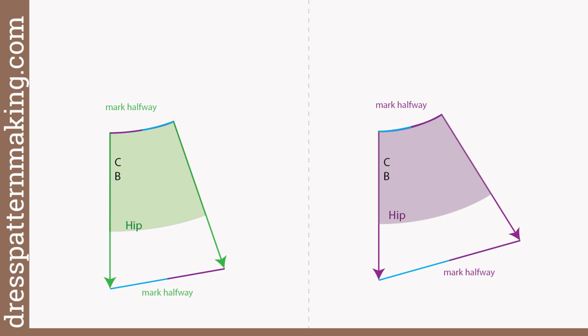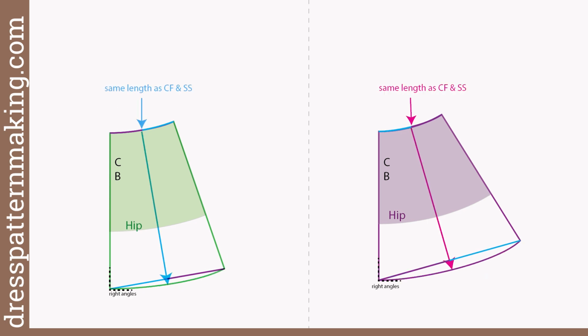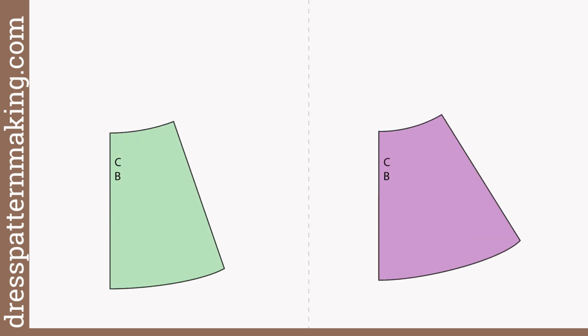So first, mark the halfway point of the empire line waist, then mark the halfway point at the hem. Draw a line the same length as the center back length from the midpoint at the empire line through the midpoint at the hem and mark the end point when you have the same measurement as the center back length. Draw a curve from the center back hem. It needs to be at right angles for at least 3/4 of an inch or 2 centimeters to touch the point just drawn and meet the side seam point. So this is the final shape of the back A-line skirt.